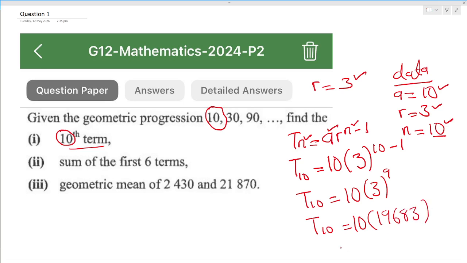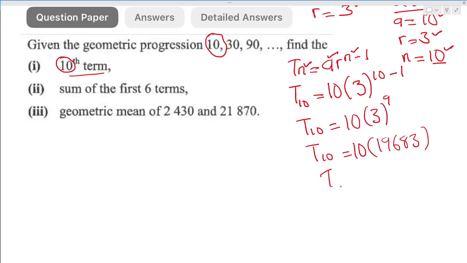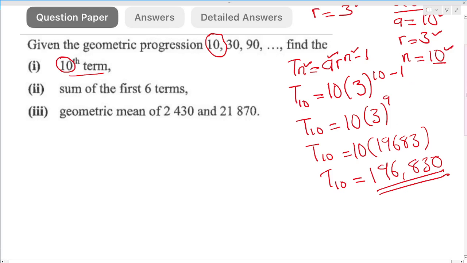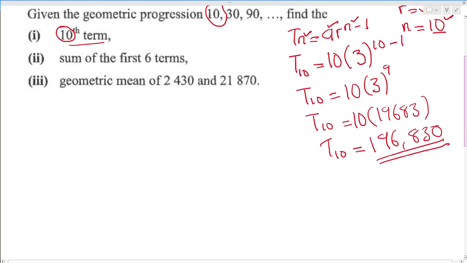19,683. You've seen the values becoming bigger. The 10 is supposed to be a subscript. Let me scroll down. So any value multiplied with 10, simply add a 0 to it. So this is going to be 196,830. So this is the 10th term. 10 times this will give us this one. And we are done.